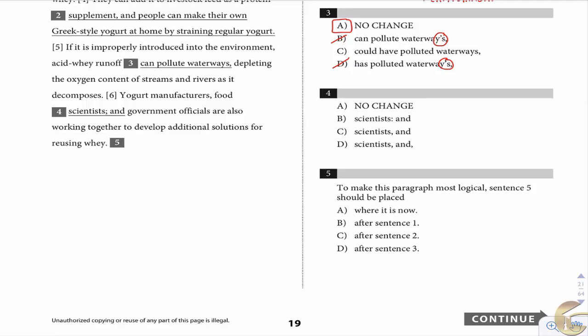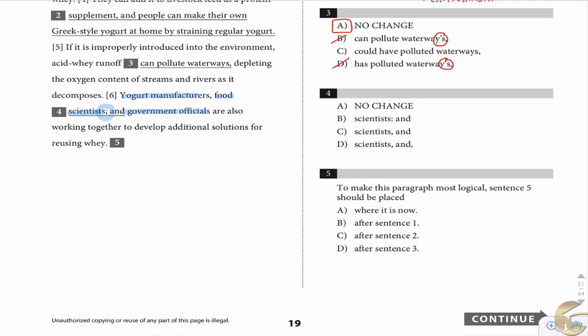Number 4 is going to talk about punctuation. So for this sentence, starting sentence number 6, it says yogurt manufacturers, food scientists, and government officials are also working together. Now what we have here is a list of things. We have yogurt manufacturers, food scientists, and then we have this punctuation and government officials. Now a semicolon is not used for a list in this case. So what we should be doing is using a comma. So I'm going to make sure I get rid of my semicolon.